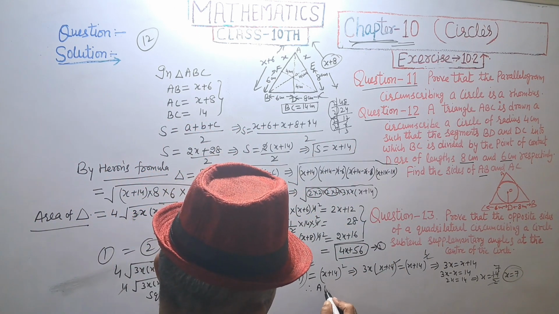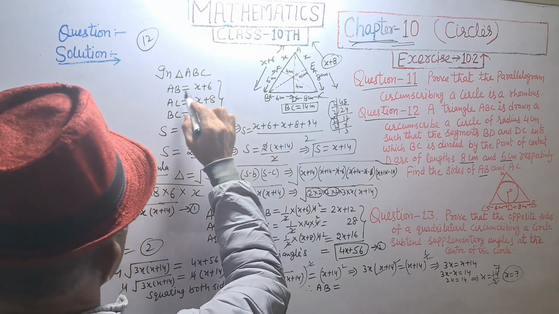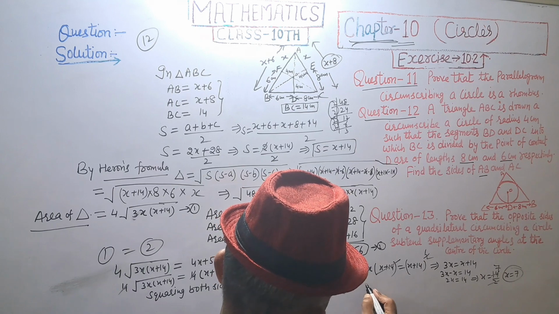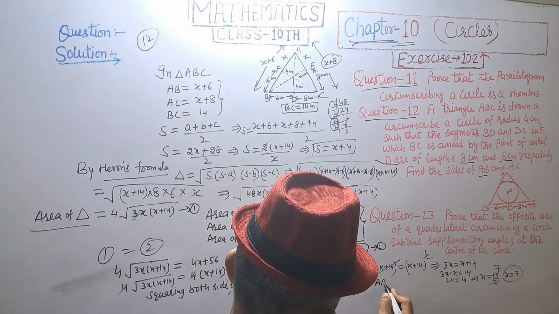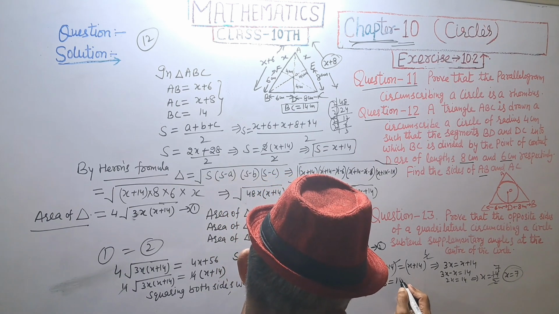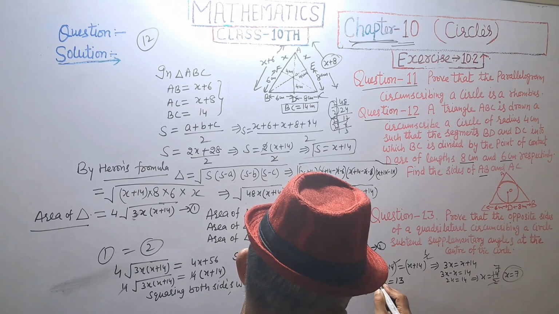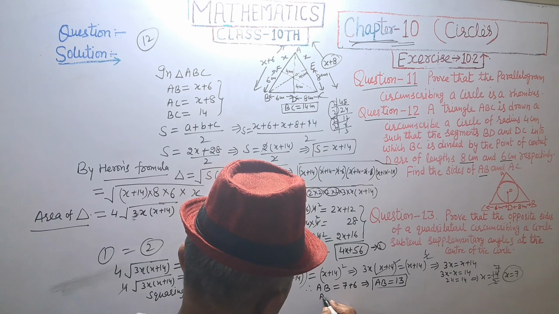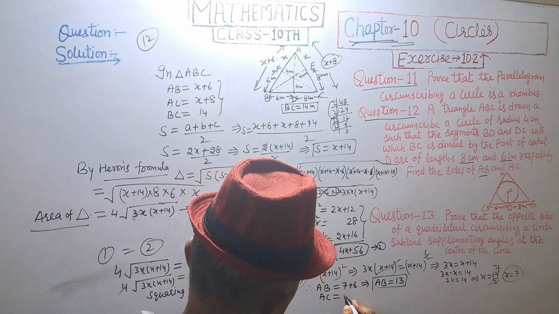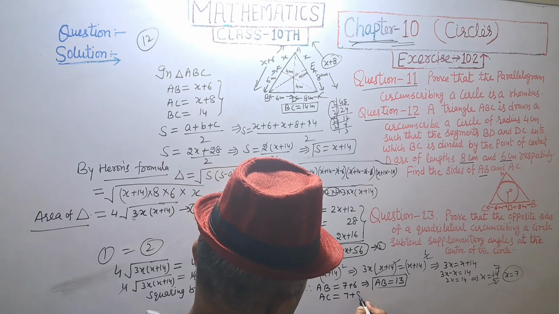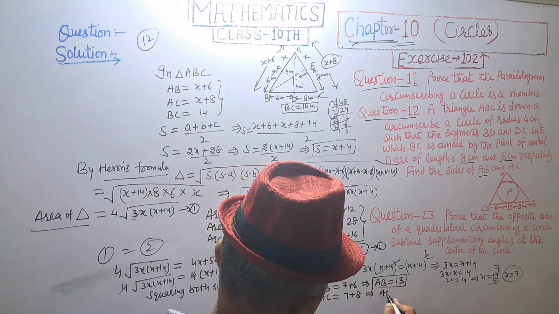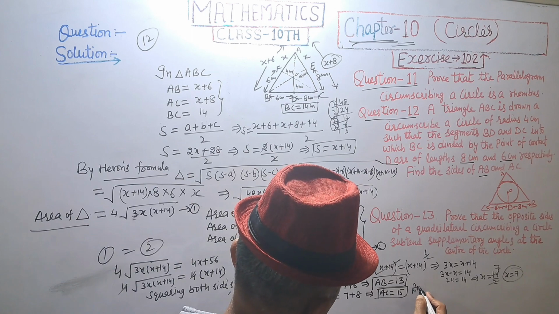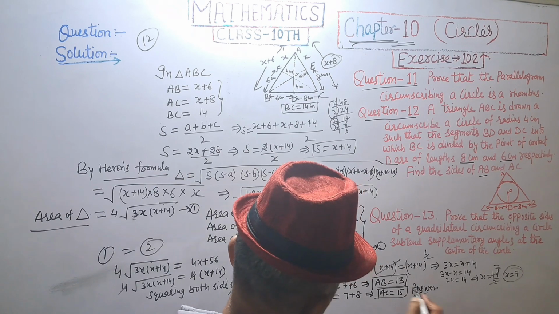So AB is equal to x plus 6, x is 7, plus 6. This implies AB is equal to 13, and AC is equal to x plus 8, 7 plus 8. This implies AC is equal to 15. Answer.